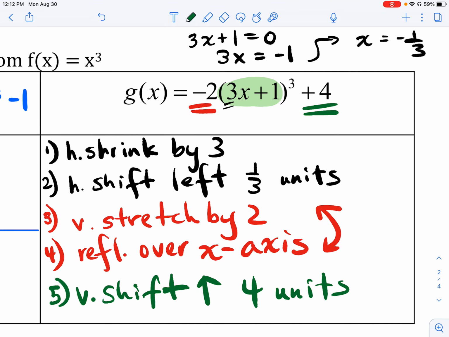So again, my recommended order is to do what's happening to the argument first. So take care of the horizontal transformations, taking care of anything following the order of operations first. So multiplication first before we do addition and subtraction. And then take care of what is happening vertically. Again, doing stretches and shrinks first with reflections, and then followed up by vertical shifts at the very end.